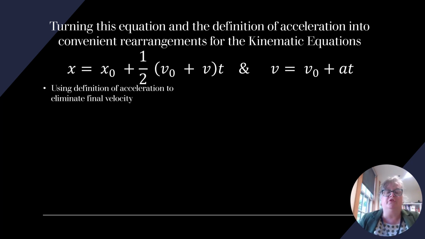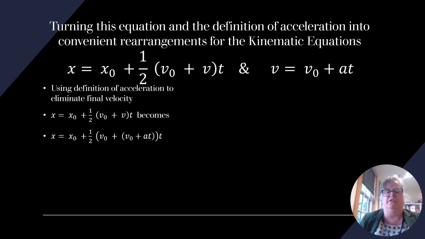So the first way we're going to do this is by using the definition of acceleration to basically replace the final velocity in our equation over here. So let's do that. We're going to replace our final velocity so that it becomes x final is x initial plus 1/2 the quantity v initial plus the quantity v initial plus acceleration times time, that whole quantity multiplied by time. No one thinks that this is a nice convenient arrangement. It is ugly as sin.